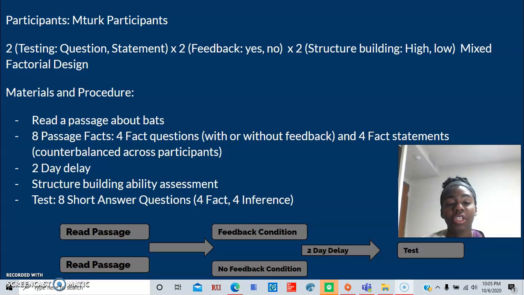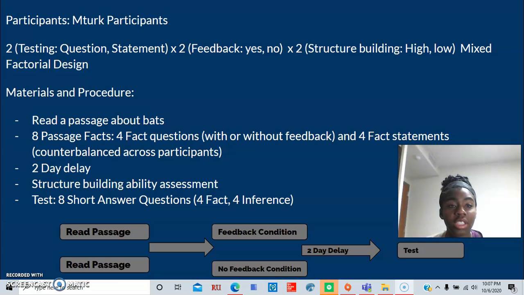2 days later, the participant will be asked to come back for session 2, where they will be assigned the same counterbalance that they received from session 1. But on part 2 of the experiment, instead of seeing 4 fact questions and 4 statements, they will only see questions.